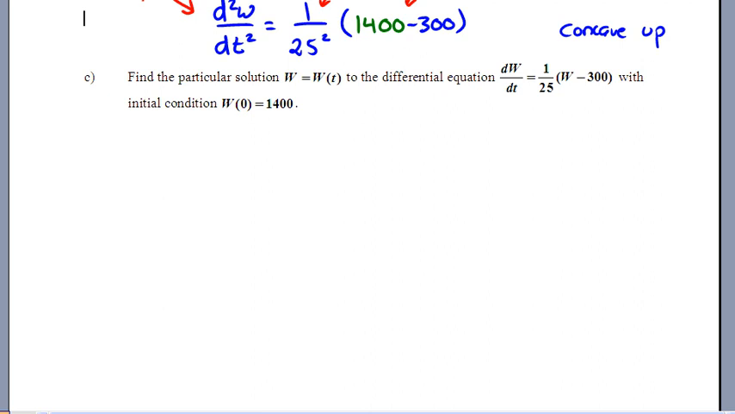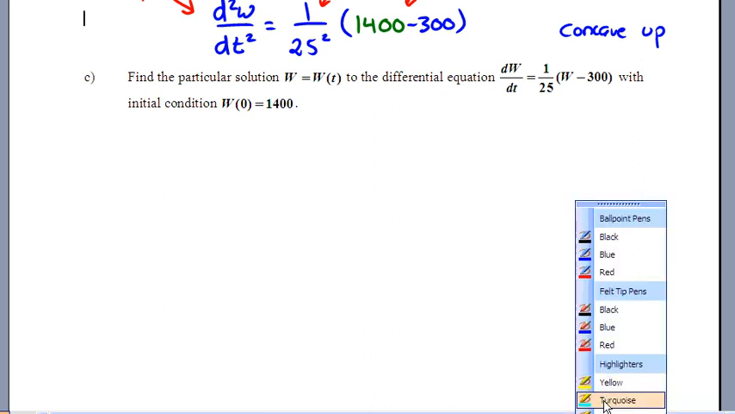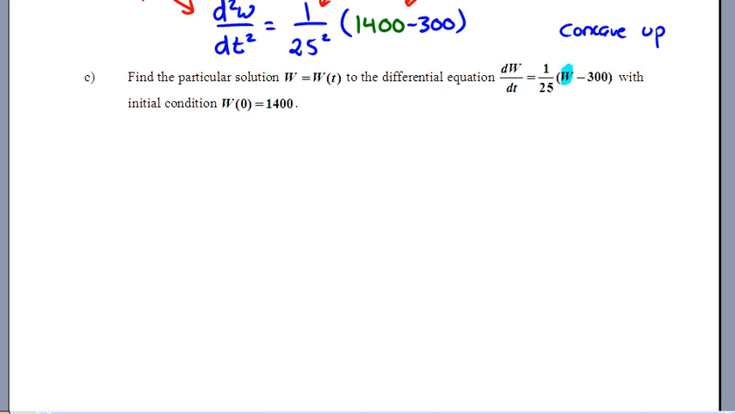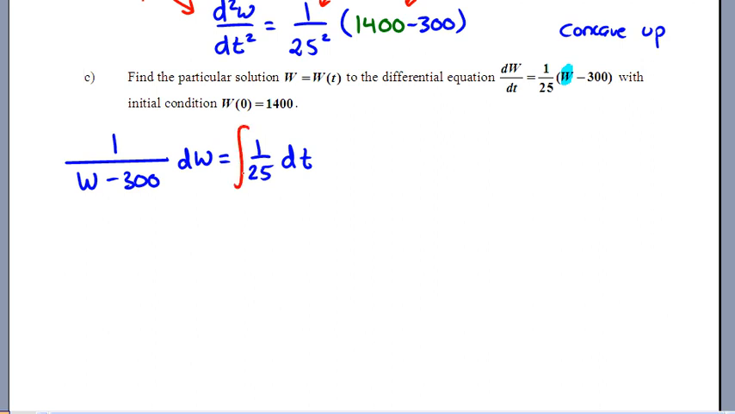This is a separable differential equation. It's a tough question because the answer is hiding on that right-hand side, but it's totally separable. So we can take this and say, separating the variables, putting w's on the left, 1 over w minus 300 dw is equal to 1 over 25 dt. Now we'll integrate both sides. Not too worried about that right-hand side, that's going to be pretty easy.